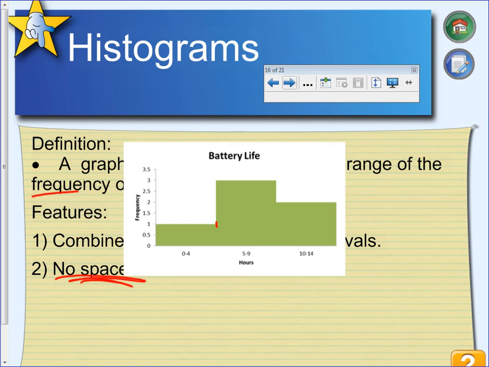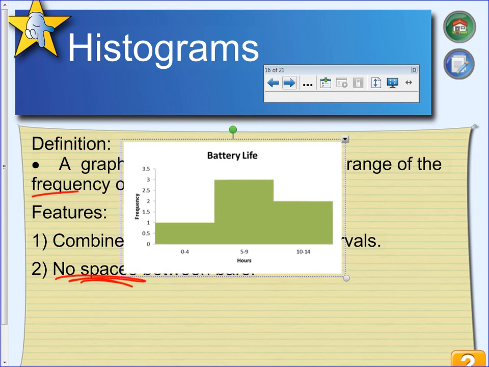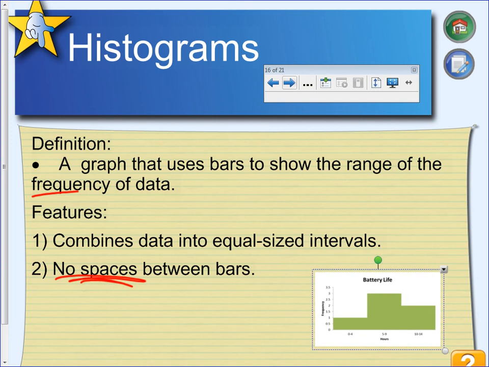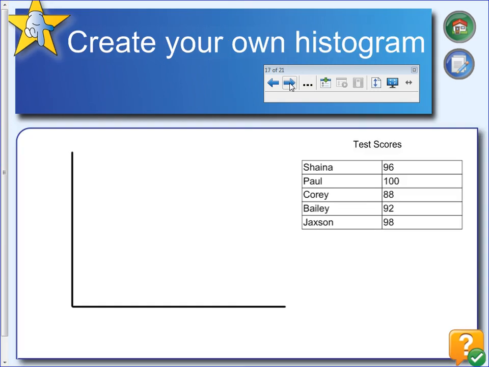So this line here represents the difference between 4 and 5. Here, if I can draw a straight line, is the difference between 9 and 10. I want you to understand that the histogram bars are touching. They're literally touching each other. As you can see the difference, and the intervals are all equal. Our next slide is an example of a histogram using test scores.